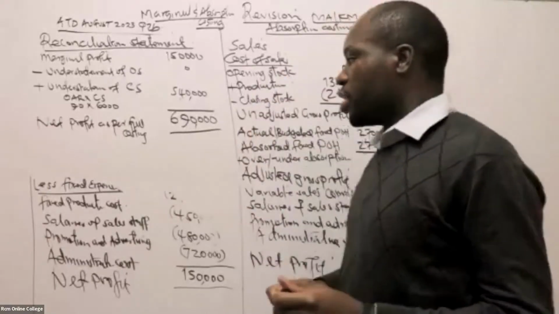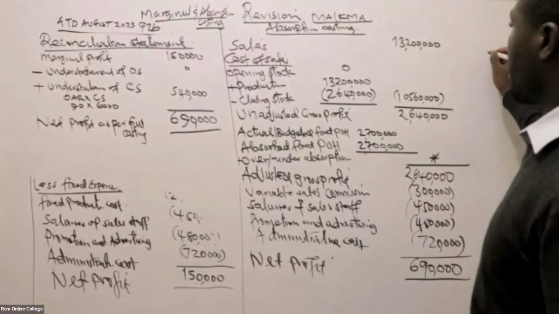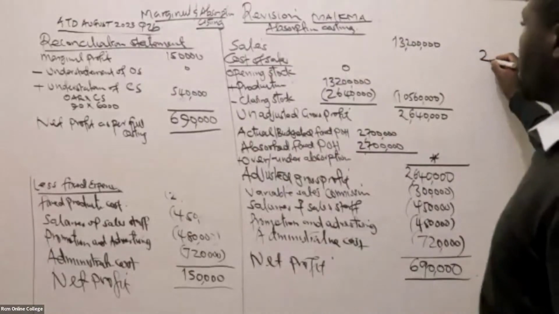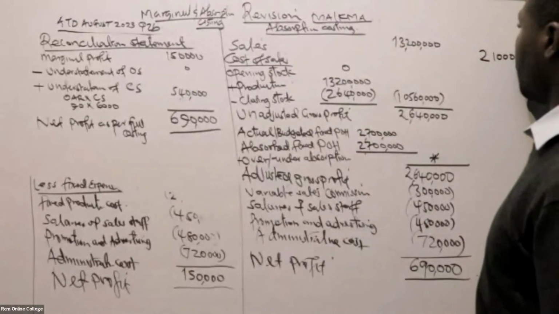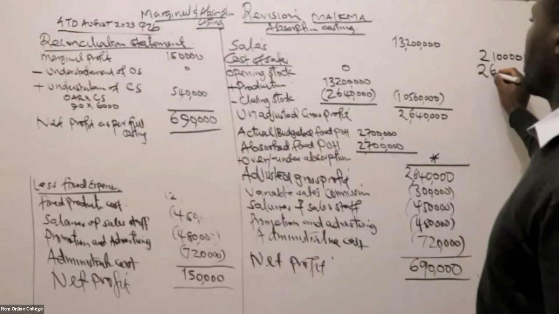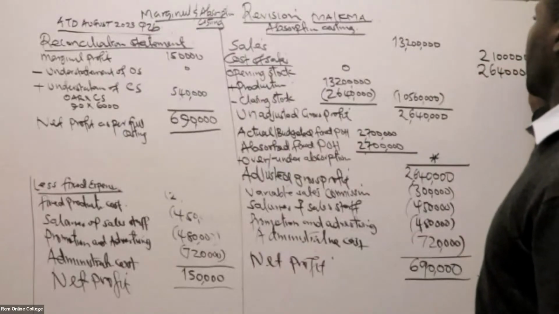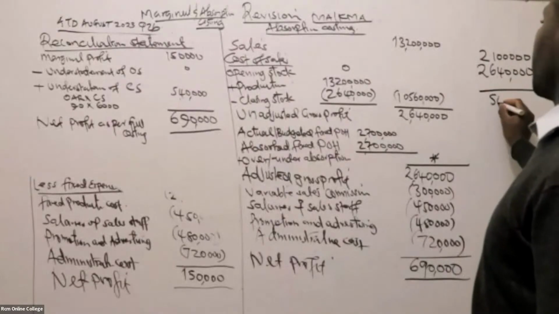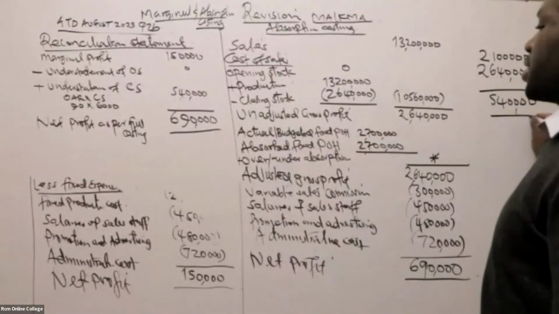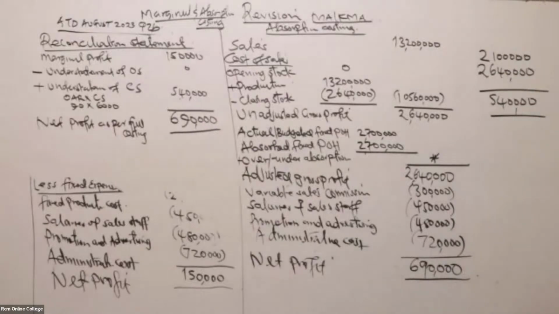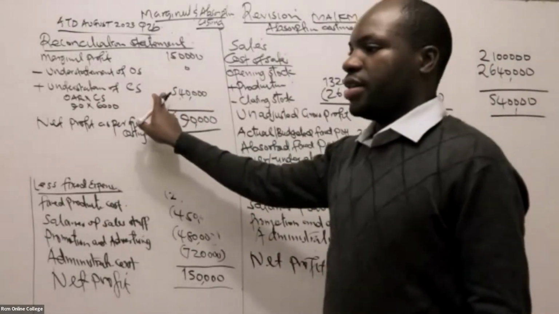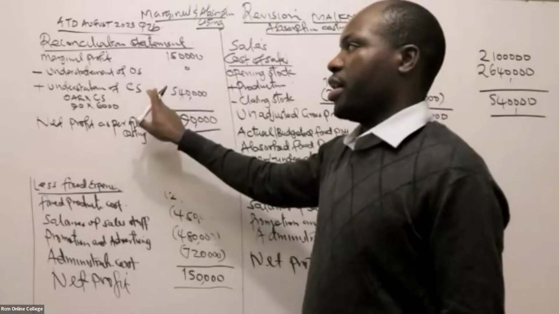Is it true that if you get the difference between the value of closing stock as per marginal and the value of closing stock as per absorption costing, you are getting 540,000? Is that the case? Is that what you are getting? And that is what you're actually writing here.